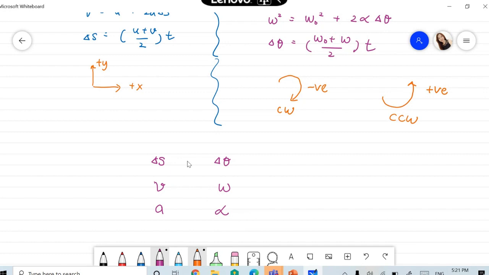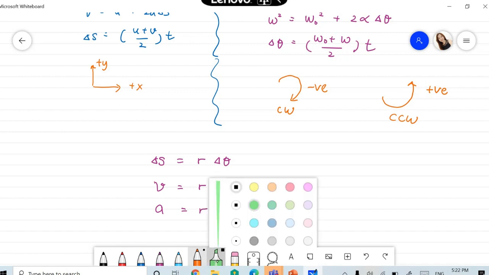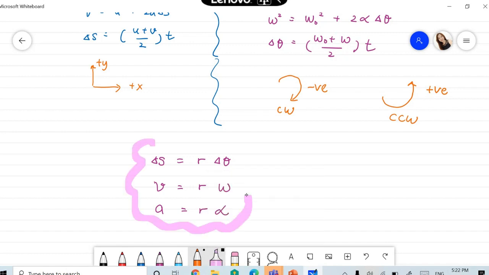They are closely related to one another, where delta s is equal to r delta theta, v is equal to r omega, and a is equal to r alpha. So we just add an additional r to relate them together. This is the relation between the linear and the angular parameters.